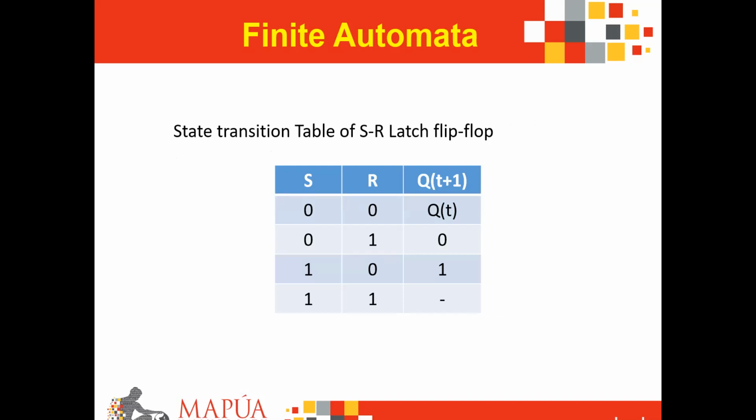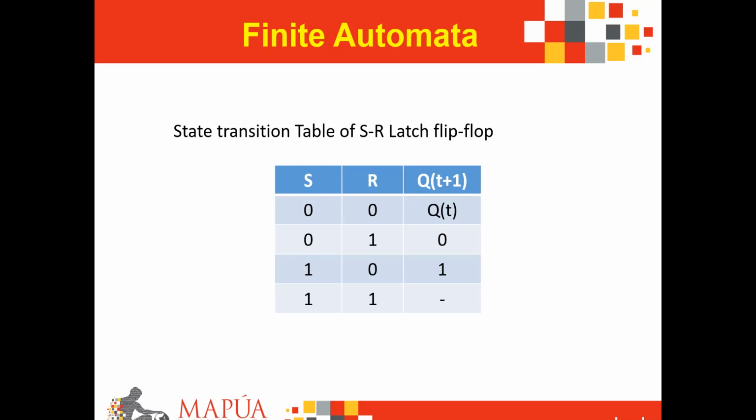That means if your S is 0 and your R is 0, your next state would simply be your previous state. So if the previous state is 0, it remains 0. If the previous state is 1, it remains 1. However, if your S has an input of 0 and your R an input of 1, this is often referred to as the reset state, whereby your next state will always be 0.